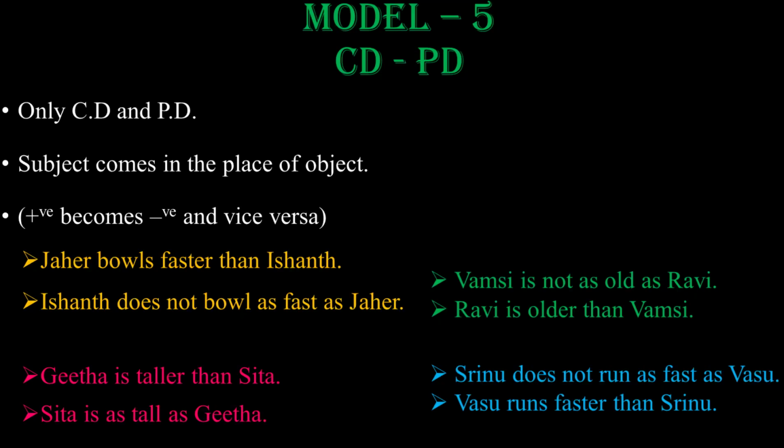In method 5, we are going to take positive sentence in comparative degree. Jahir bowls faster than Ishant. Ishant does not bowl as fast as Jahir. Geeta is taller than Sita. Sita is as tall as Geeta. Vamsi is not as old as Ravi. Ravi is older than Vamsi. Srinu does not run as fast as Vasu. Vasu runs faster than Srinu.